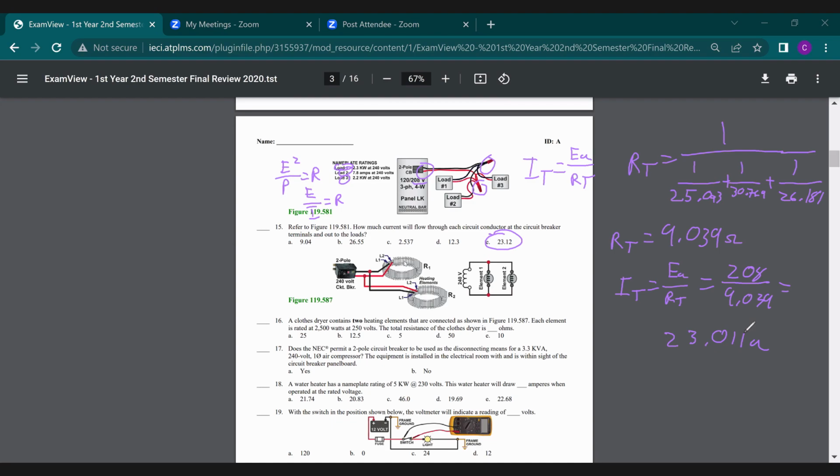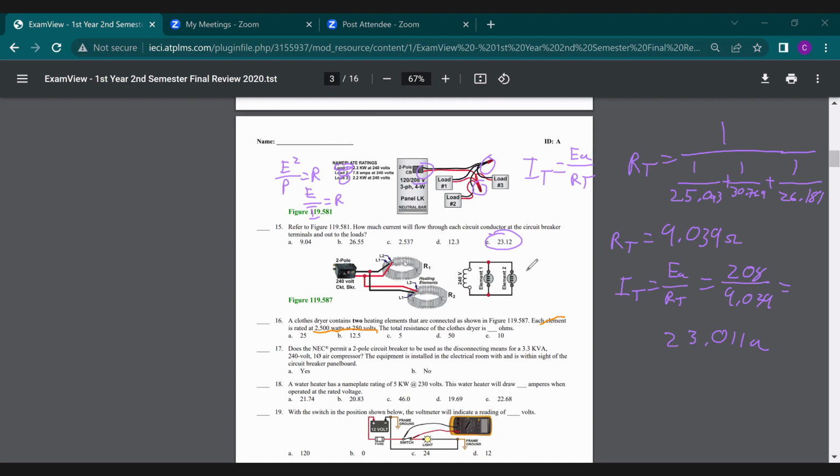All right, taking a look at 16 here. A clothes dryer contains two heating elements that are connected as shown in the figure above. Each element is rated at 2500 watts at 250 volts. The total resistance of the clothes dryer is blank ohms. All right, so we have two elements connected in parallel with each other, and we know that each element is rated at 2500 watts at 250 volts.